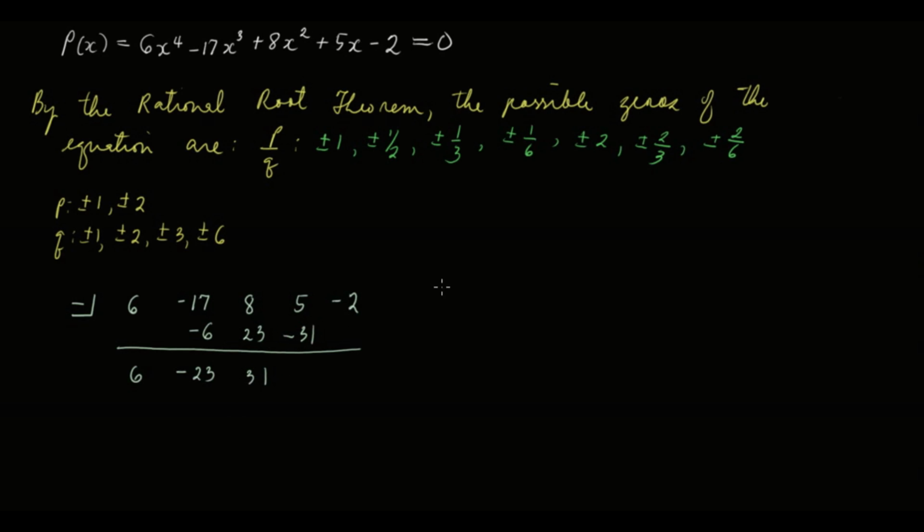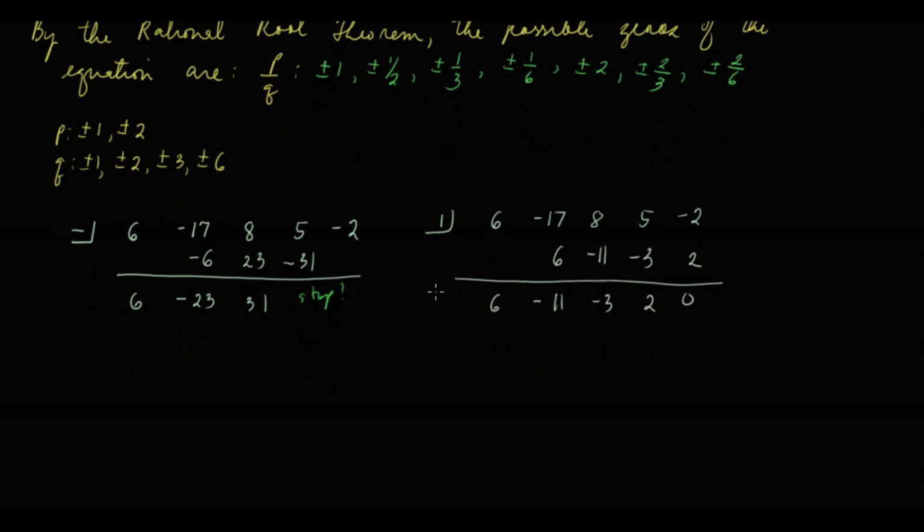Let's try 1. So, I have 6, negative 17, 8, 5, negative 2. I'll just put a stop over here. Stop. Kasi hindi na siya magiging 0 sa dulo. So you have 6, bring down 6, 6 times 1, we have 6. So it will become negative 11. And then we have negative 11. Negative 11 plus 3, we have negative 8. Negative 8 times 1, negative 8. This is 2 times 1, we have 2, and we have 0. So 1 is a root. So, okay tayo sa 1.